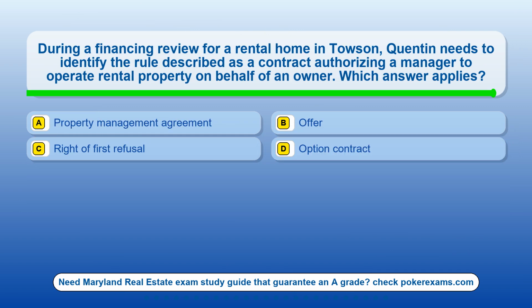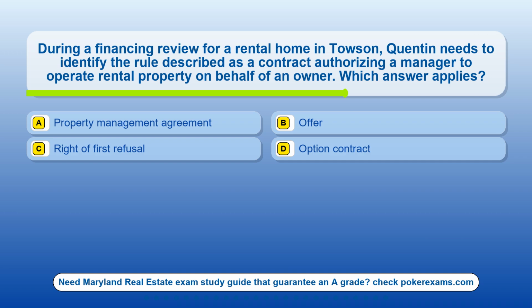Question 14. During a financing review for a rental home in Towson, Quinton needs to identify the rule described as a contract authorizing a manager to operate rental property on behalf of an owner. Which answer applies? Option A. Property management agreement. Option B. Offer. Option C. Right of first refusal. Option D. Option contract.